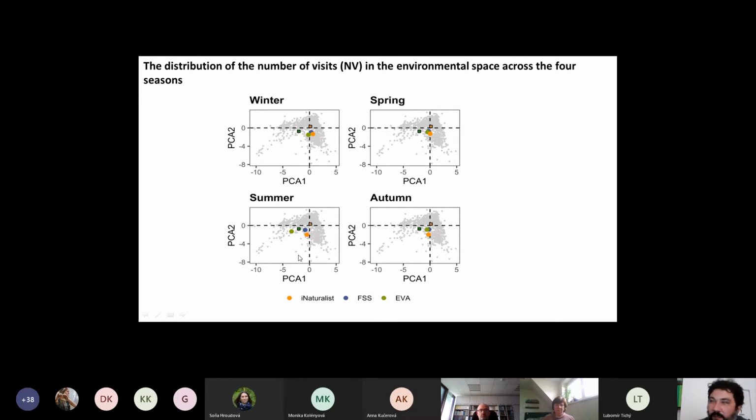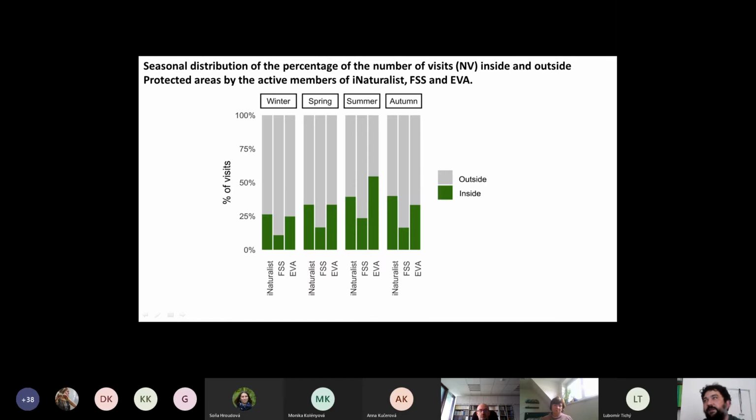coastal areas. And this is also the seasonal distribution of the visits inside and outside the protected areas. As you see in this graph, the people from iNaturalist and EVA go to visit the protected areas, while this is not frequent for Facebook users.